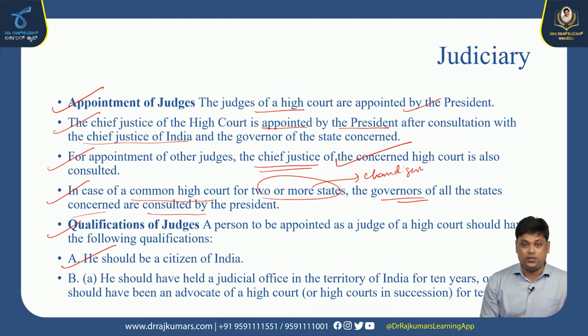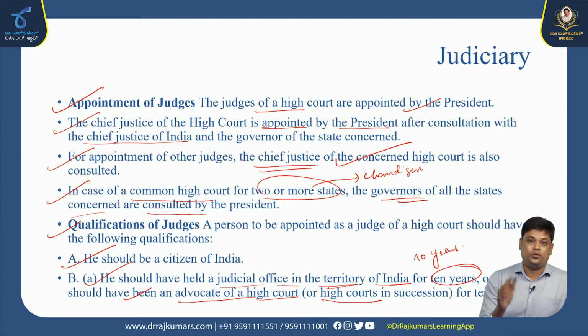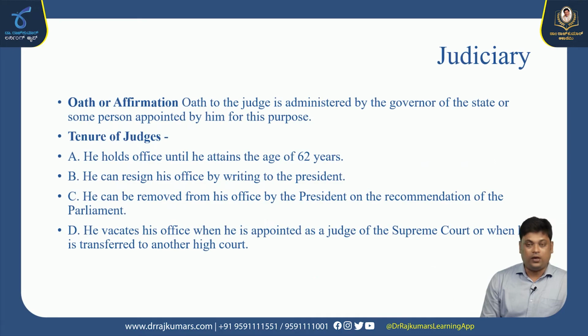He should be a citizen of India. He should have held a judicial office in the territory of India for how many years? 10 years. He should have been an advocate of a High Court or High Courts in succession for how many years? 10 years. Either he is supposed to be a lawyer in the High Court for 10 years or else he is supposed to be a judicial office holder in the territory of India for 10 years.